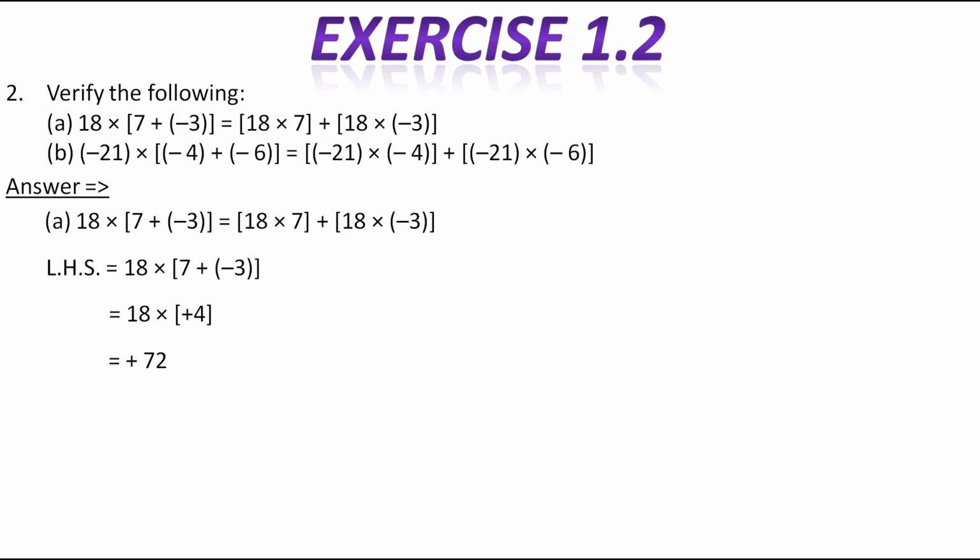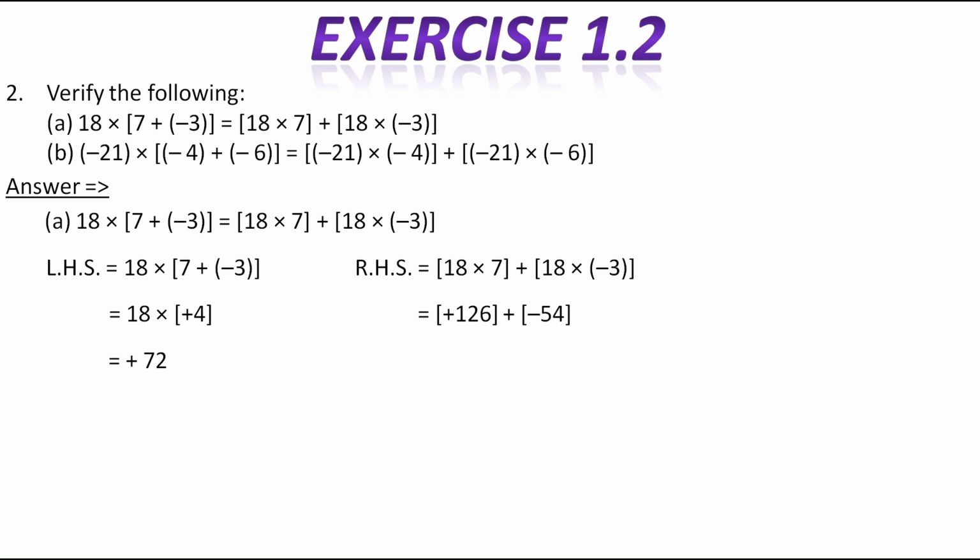Now we will check the RHS side. RHS side is 18 into 7 plus 18 into minus 3. As per the BODMAS rule, we will solve the brackets first. So 18 sevens are 126 with plus sign because both of them have the plus sign. Now 18 threes are 54 with minus sign because both of them have different signs.